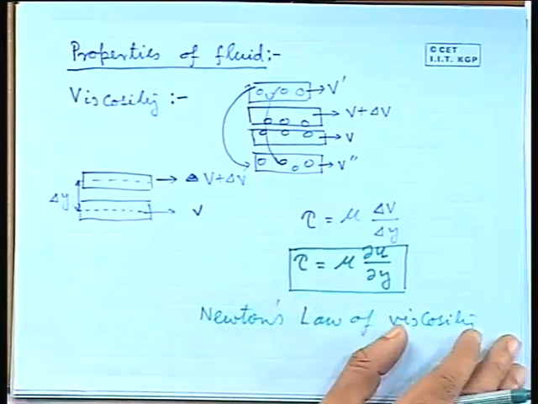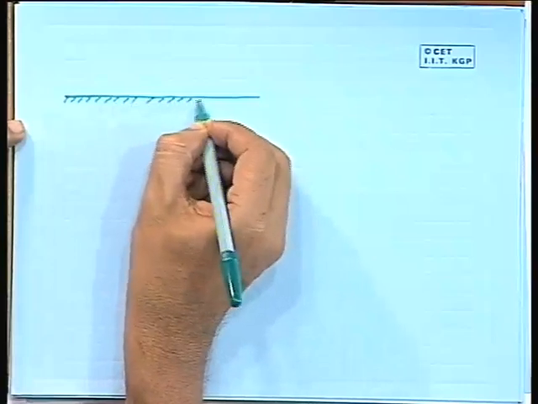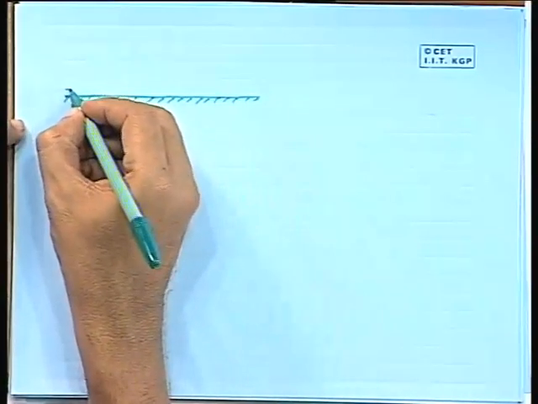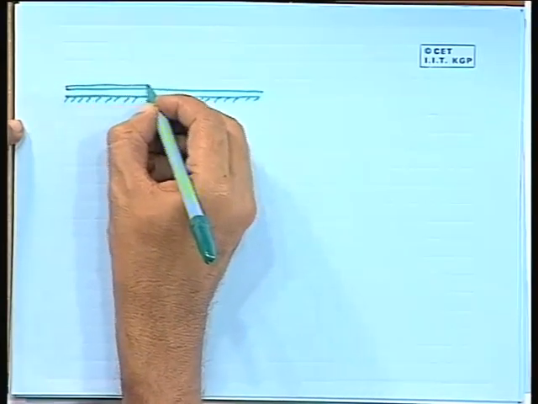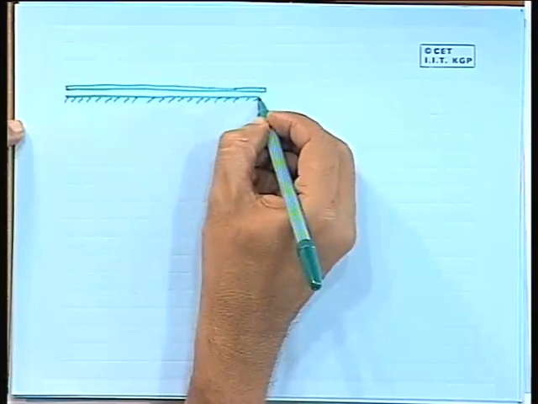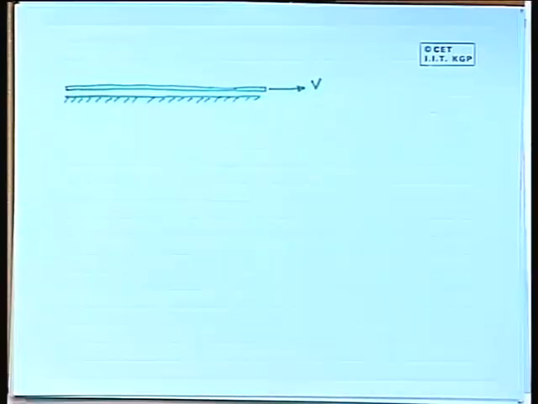From here we can get some important information. I will give you one example. Let us say we have a fixed plate, and we want to move another plate on top of this fixed plate, and the gap between them is filled with some lubricating oil. I want to draw this plate with some velocity v. How much effort I have to put in, I can determine from Newton's law of viscosity.